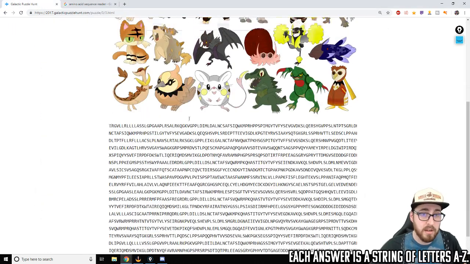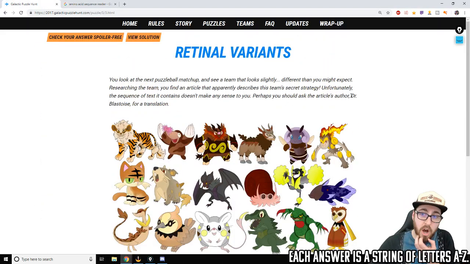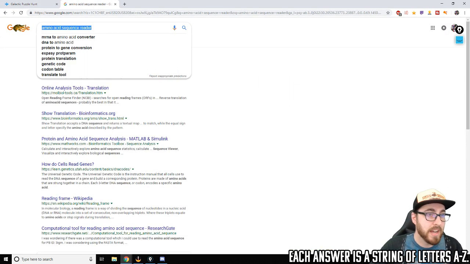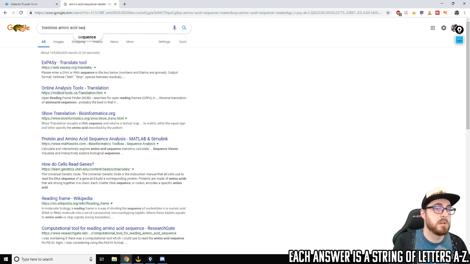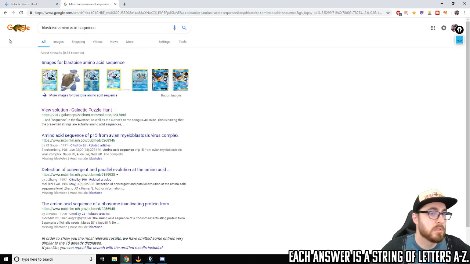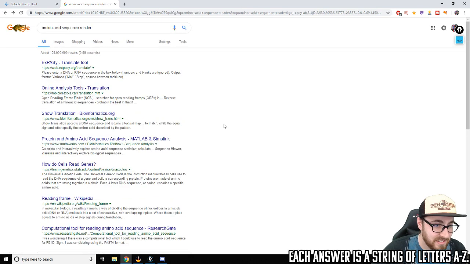Okay, so then what about the article's author, Dr. Blastoise? So if I type in Blastoise amino acid sequence, view solution. Oh, well, I don't want to view the solution.